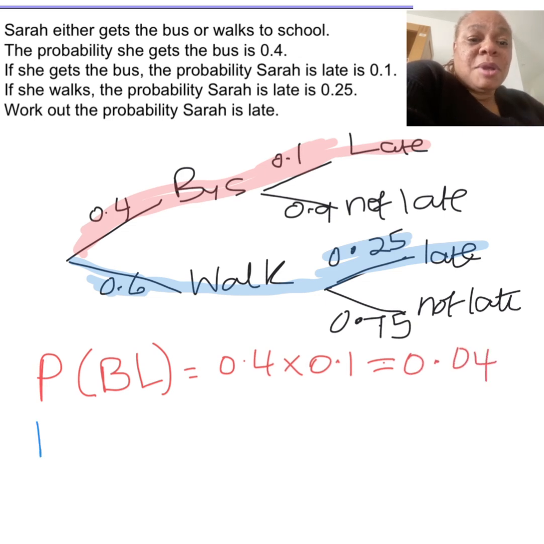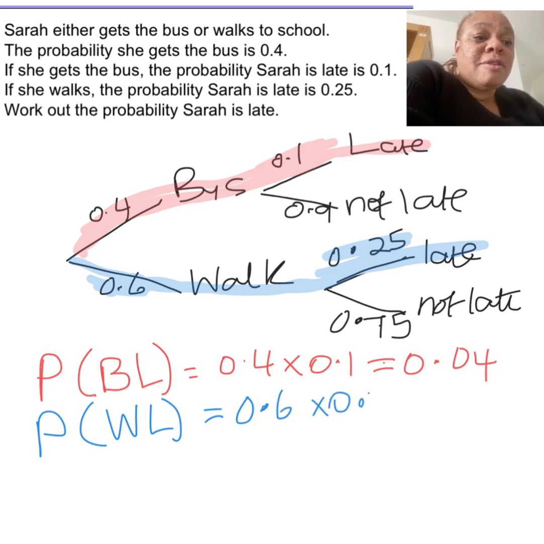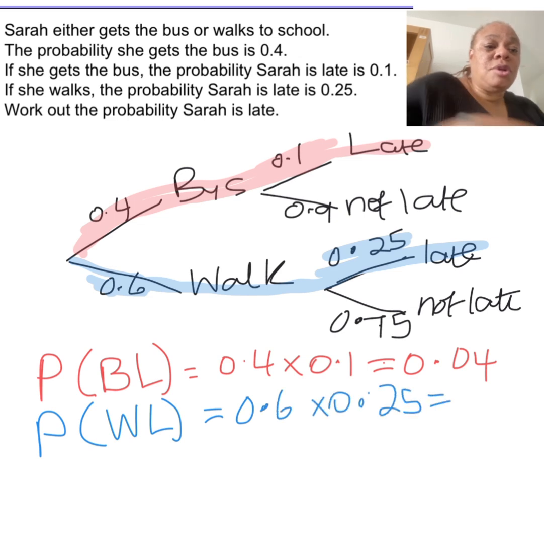Now I'm going to deal with the blue part of the tree, the part of the tree that I've highlighted in blue. The probability that she walked and she's late is 0.6 times 0.25. And I'm just going to use my calculator. That's 0.15.